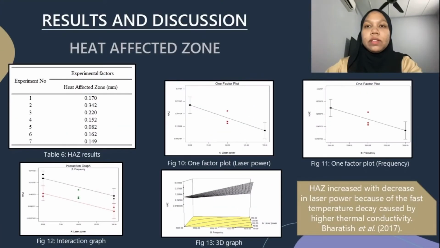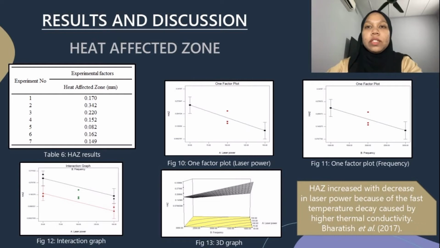I will discuss the result obtained for the heat affected zone. Here we can see the main factor analysis for laser power and frequency. From the graph, as laser power and frequency increase, the HAZ will decrease significantly. We can see two lines that are parallel in the interaction analysis. That means that there is no interaction between A and B, and the 3D response surface plot gives the overall view of the impact of each parameter on the output response.